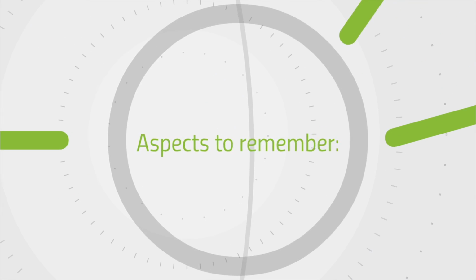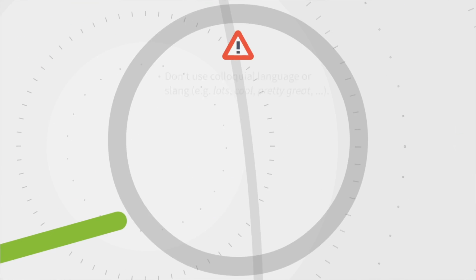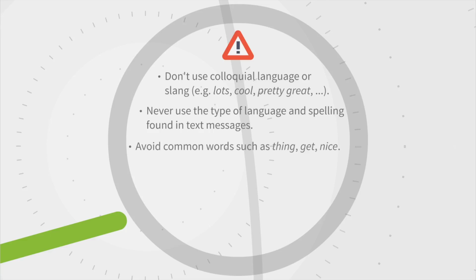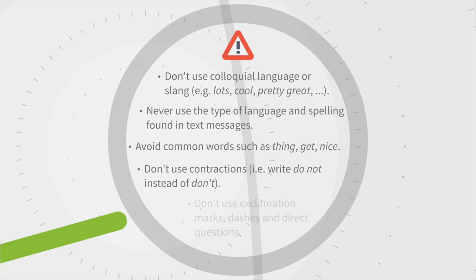So aspects to remember when you write are: don't use colloquial language or slang, for example, lots, cool, pretty great. Never use the type of language and spelling found in text messages, on social media, and so on. Avoid common words such as thing, get, nice. Just be more specific in your word choice. Don't use contractions, that is, write do not instead of don't, are not instead of aren't, and so on.